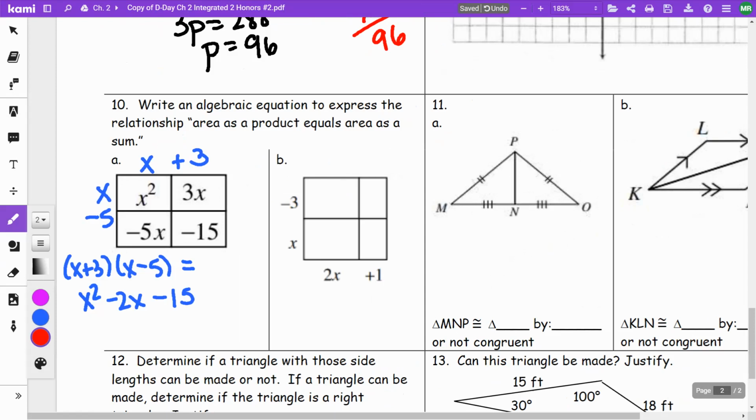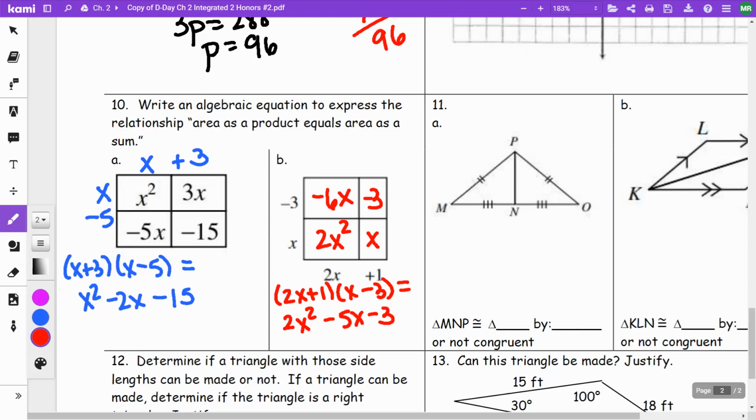For the second one, this is going to be a 2X squared. This is going to be a negative 6X. This is going to be an X. This is going to be a negative 3. So this is going to be 2X plus 1 times X minus 3. That's your area as a product equals 2X squared minus 5X minus 3. That's your area as a sum.